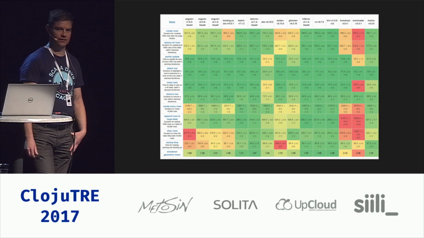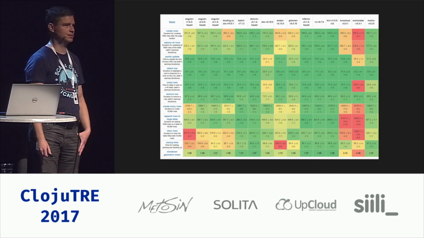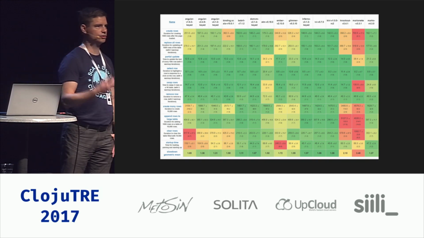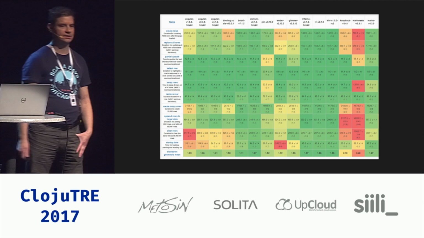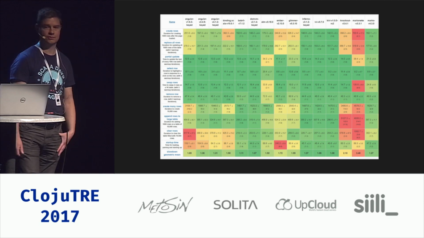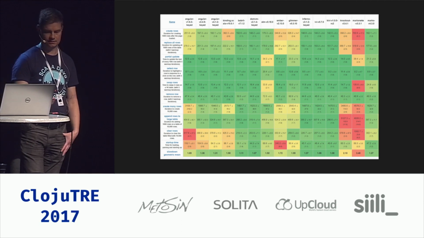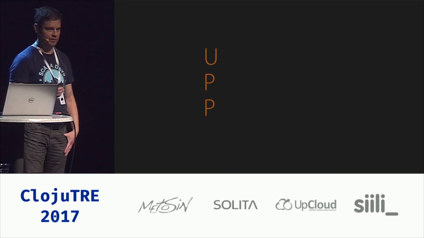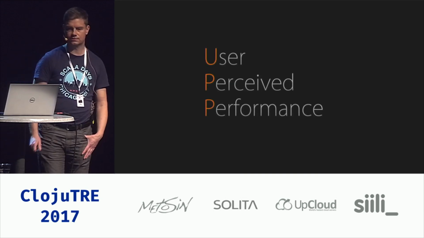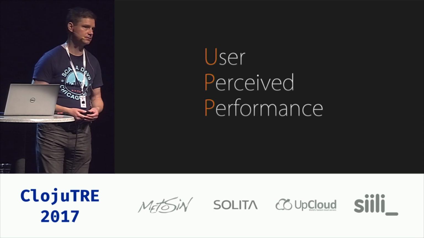So there's a lot of choice out there. But a lot of these benchmarks are pretty meaningless, because this is not really the performance that matters, that is, how long does it take to insert 10,000 lines into a table. Nobody does that in a real application. What matters is UPP, which stands for user perceived performance.